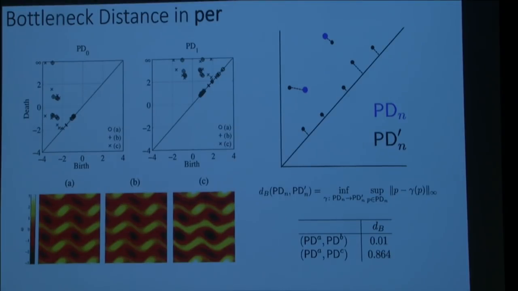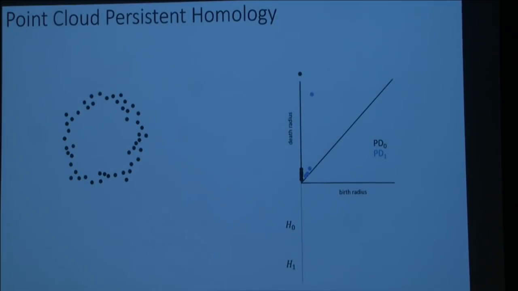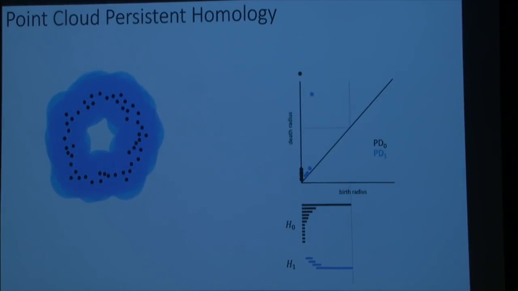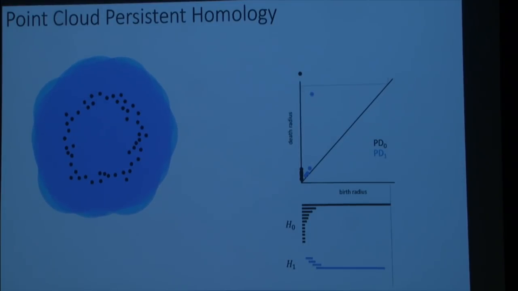We're going to now look at a different instantiation of persistent homology, point cloud persistent homology. So given points in a metric space, you can compute its persistence diagram. We're also just looking at dimension 0 and dimension 1 here. And you do this by inflating the set with balls of radius epsilon, and then tracking the connected components and the loop structures as those balls grow.